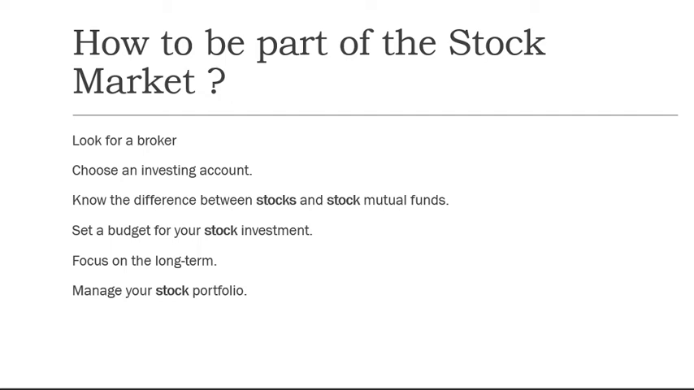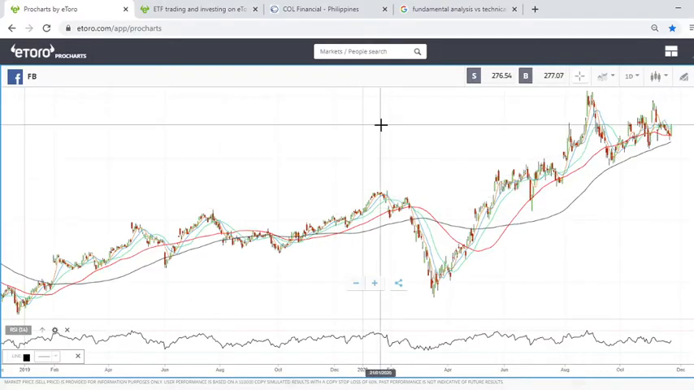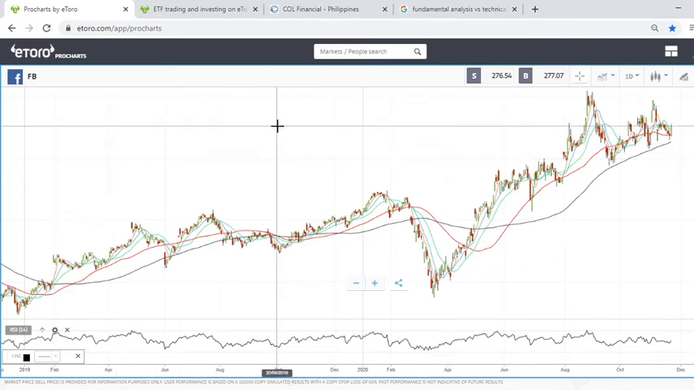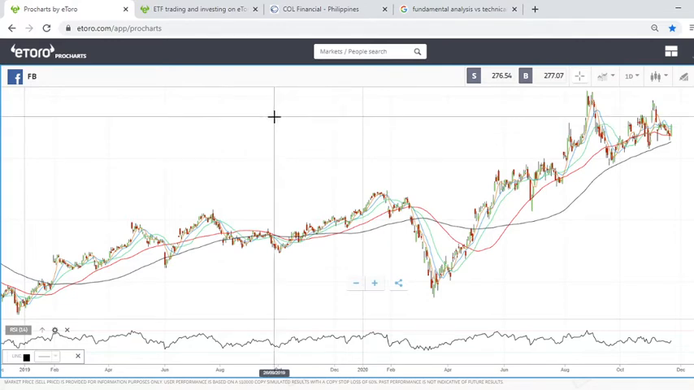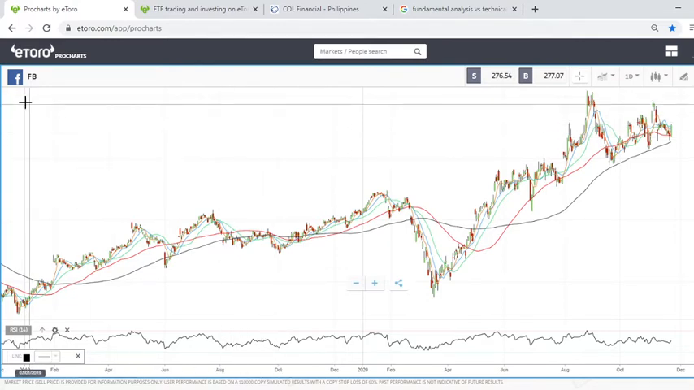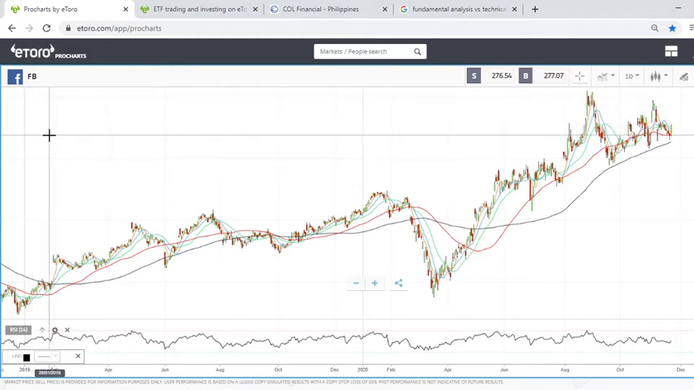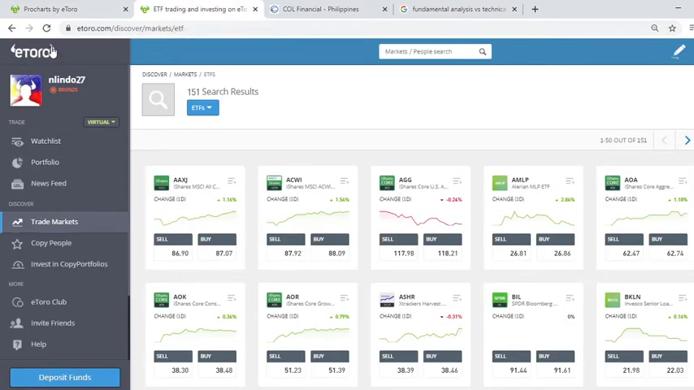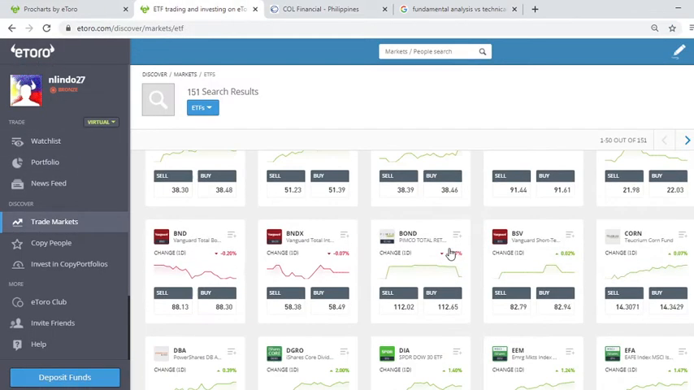So how to be part of the stock market? First, look for a broker. What's a broker? A broker is the one who manages those securities wherein you can trade. The broker is also known as the platform that you will use to trade. In the international market, I use eToro. This is the international market where you trade various securities like crypto, stocks, and indices.